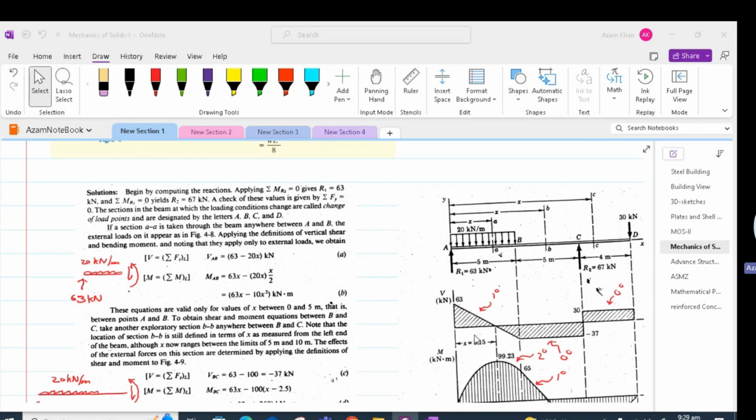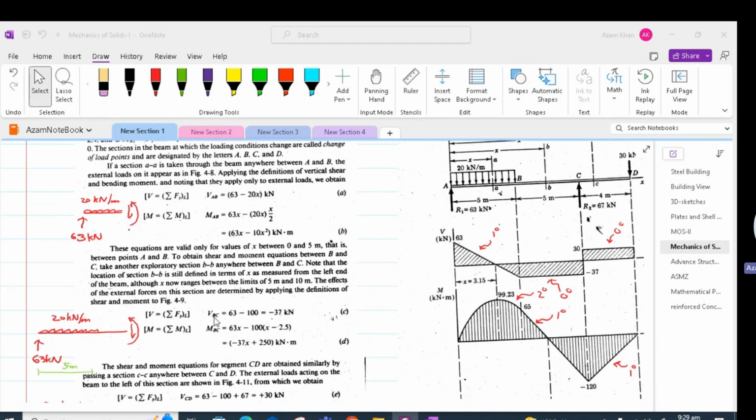In order to find the location of zero shear, we can put VAB equal to 0 in equation A. And from there, we will get x equal to 3.15. For the case of BC, the shear is constant at minus 37.